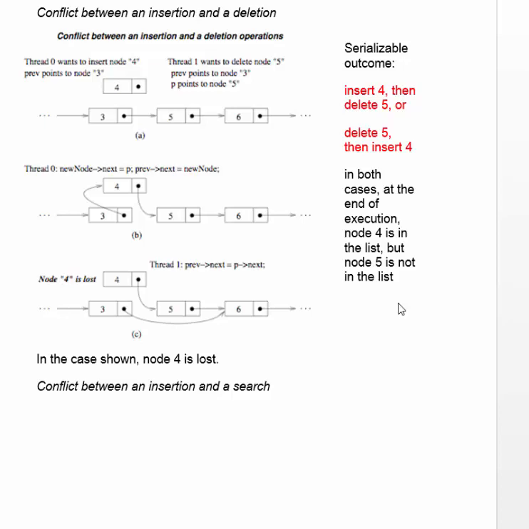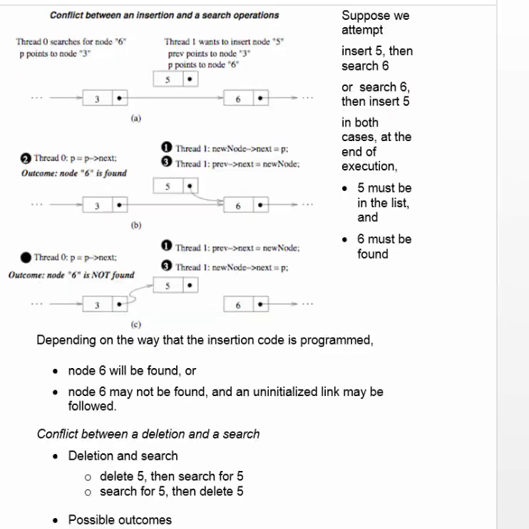Okay, so in order for it to be correct, node 4 has to wind up on the list, and node 5 has to wind up off the list. The next potential kind of conflict is between an insertion and a search.